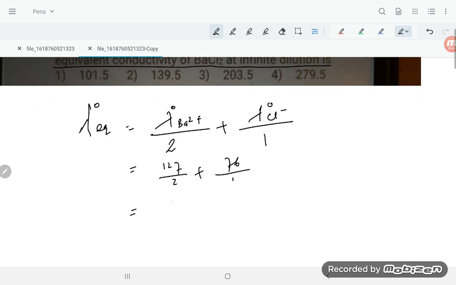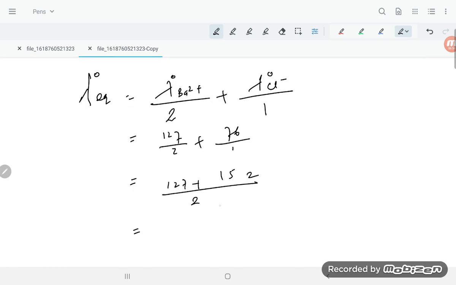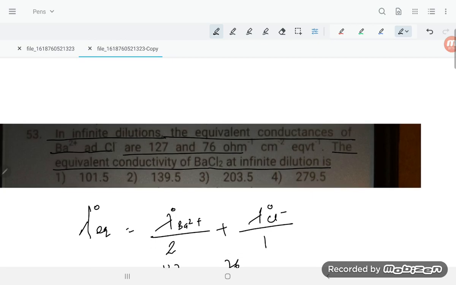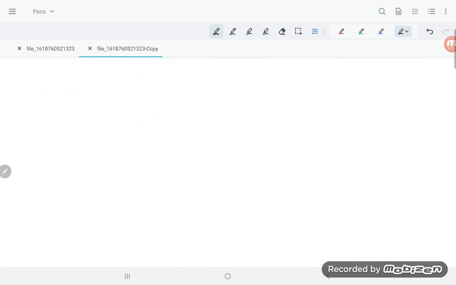So how much will it be, students? You take the LCM of 2: 127 plus 2 sixes are 12, 2 sevens are 14, 152, so how much will come, students? 279, 527... 279 upon 2. So 2 ones are 2, 2 threes are 6, 2 nines are 18, 139.5. So the correct option is option number 2.